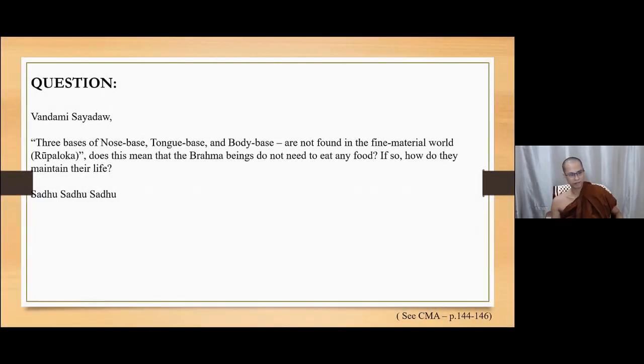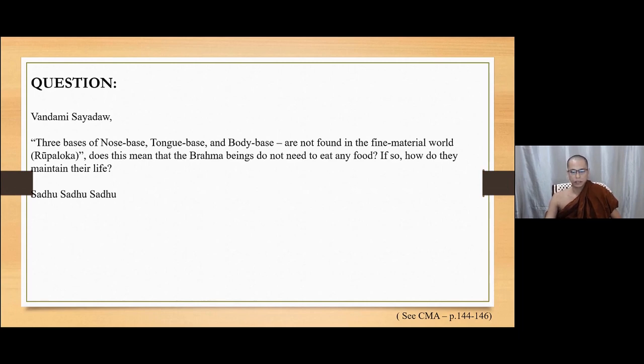Venerable, the three bases of nose base, tongue base, and body base are not found in the fine material world, Rupaloka. Does this mean that the Brahma beings do not need to eat any food? If so, how do they maintain their life? Sadhu, sadhu, sadhu. Yes, that is a very good question. So they don't need to eat any food.